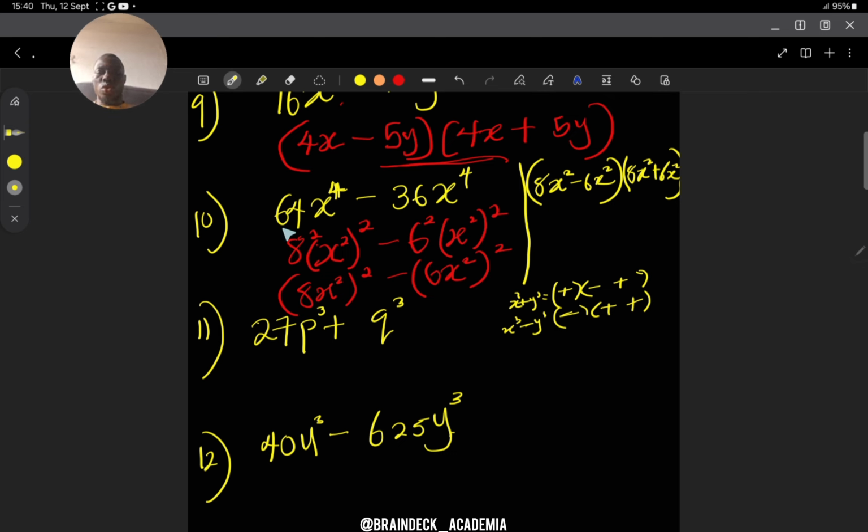If you expand this, you get this question back. That will be 8x squared minus 6x squared, bracket 8x squared plus 6x squared.